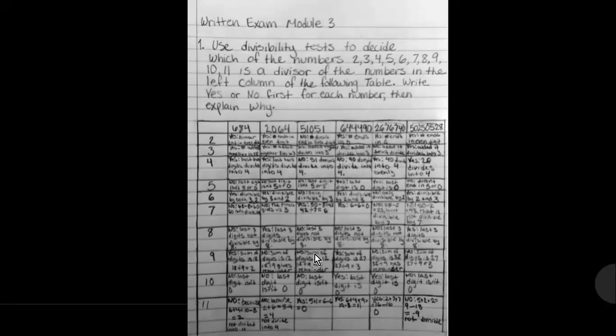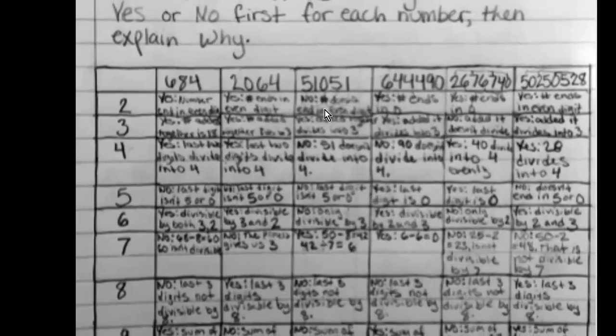So let me see if I can zoom this in. Oh my goodness. All right, so I'm just going to be kind of reading to you what it says. So on number 2, is 684 divisible by 2? I put yes. Number ends in an even digit. Then we move on to the next number. Is 2064 divisible by 2? Yes, the number ends in an even digit.